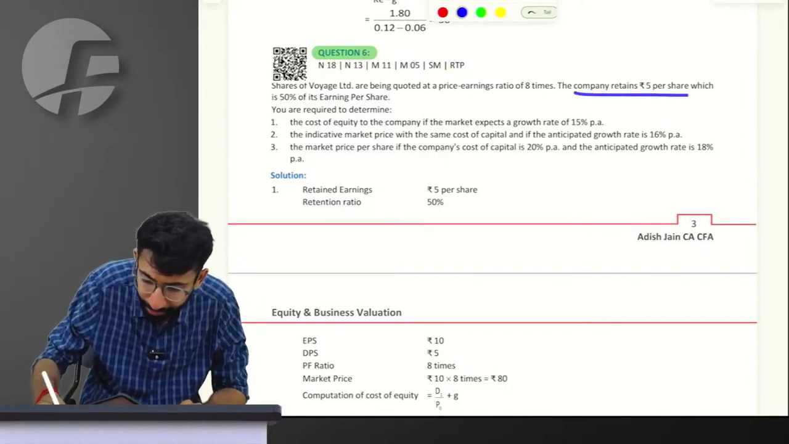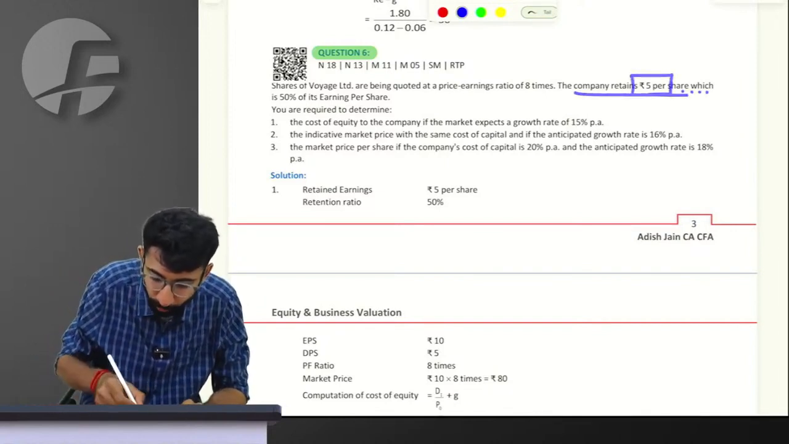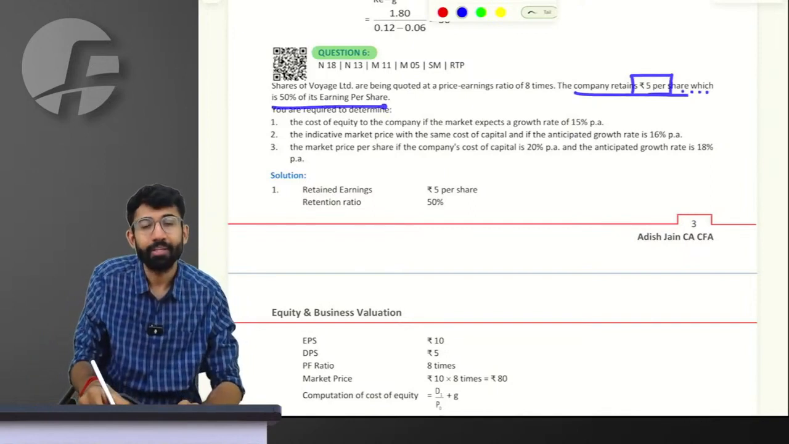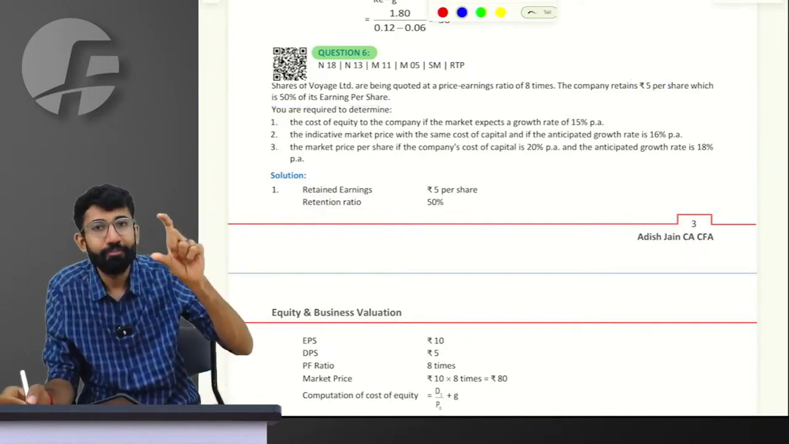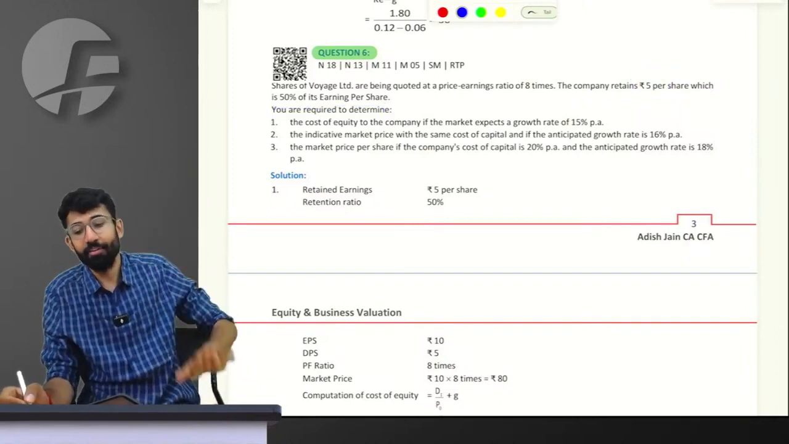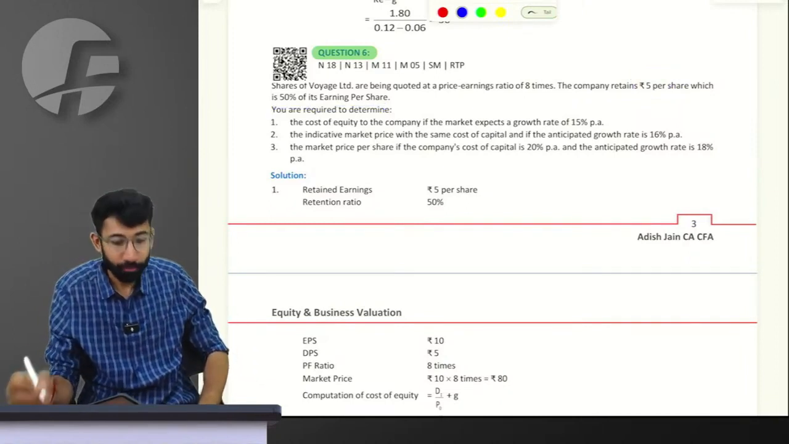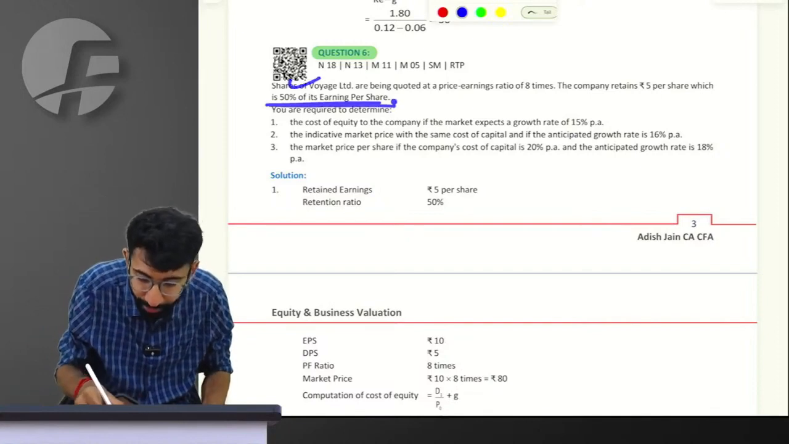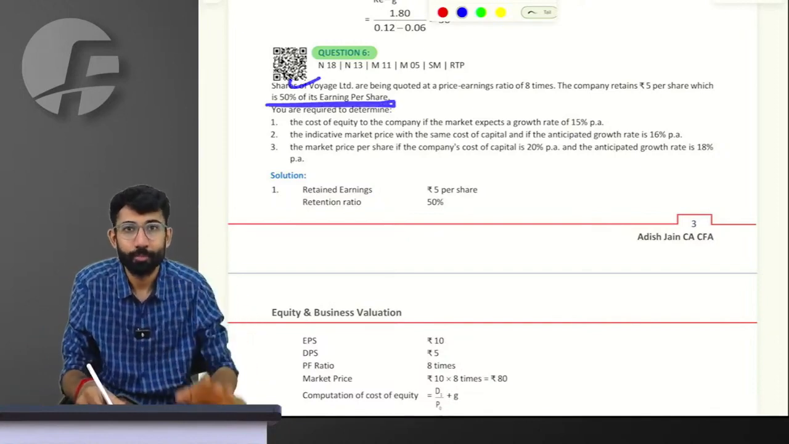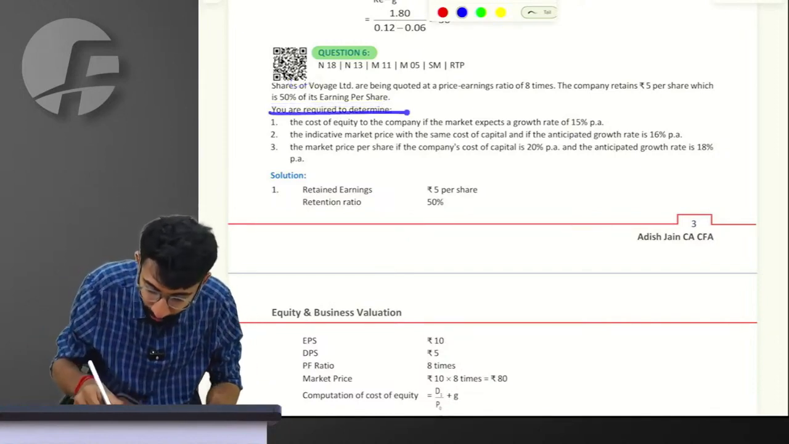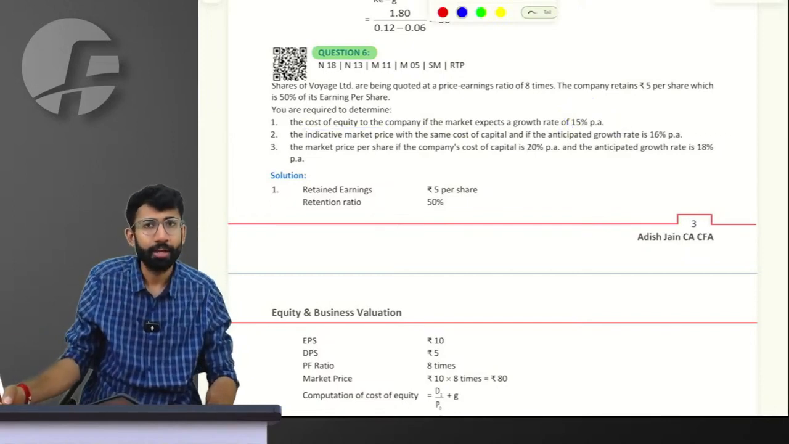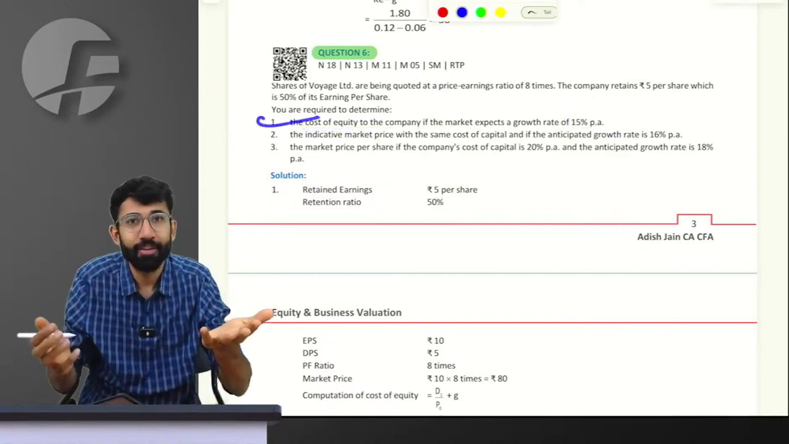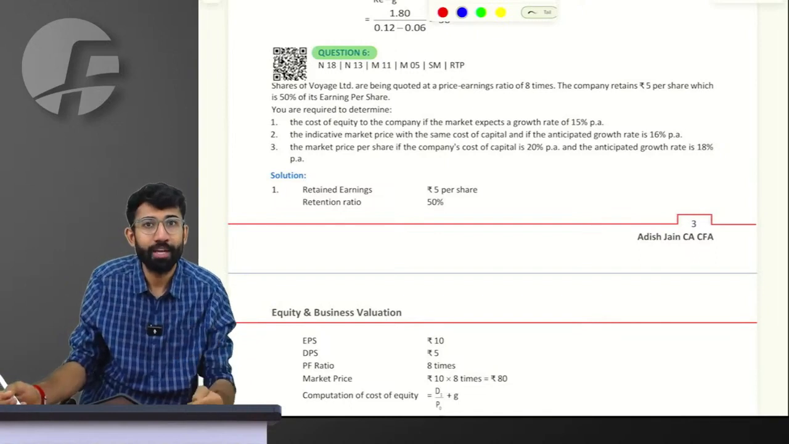The company retains 5 rupees per share, which is 50% of its EPS. Oh my god, so simple. Company has 5 rupees as its retained earning per share, which is 50% of the total EPS, which means EPS of the company is rupees 10. All right. You are required to calculate cost of equity to the company if market expects a growth rate of 15%.